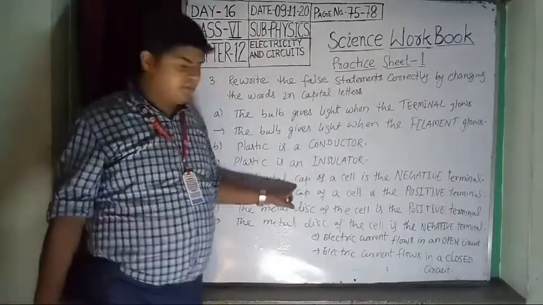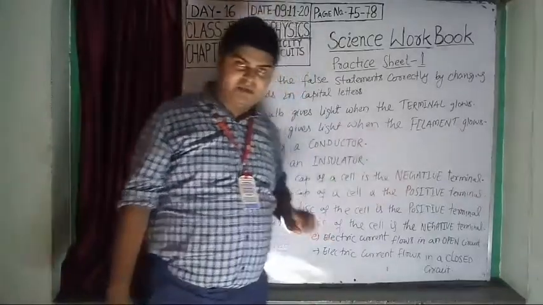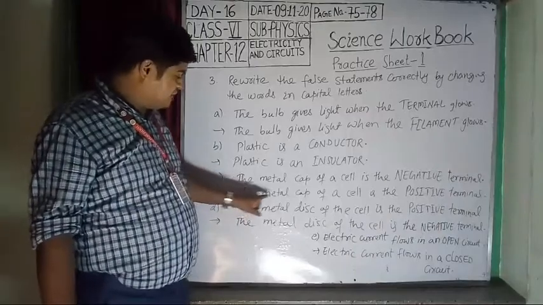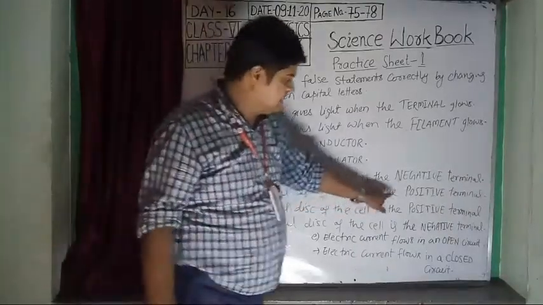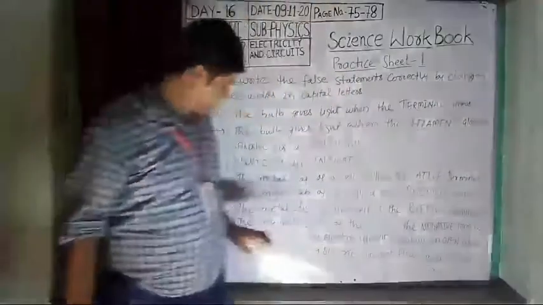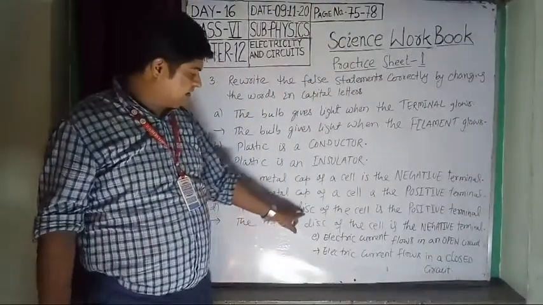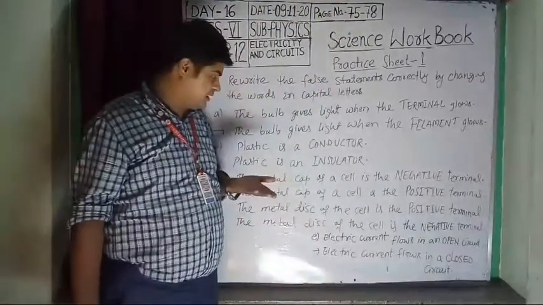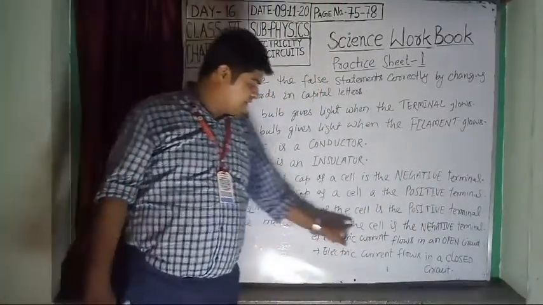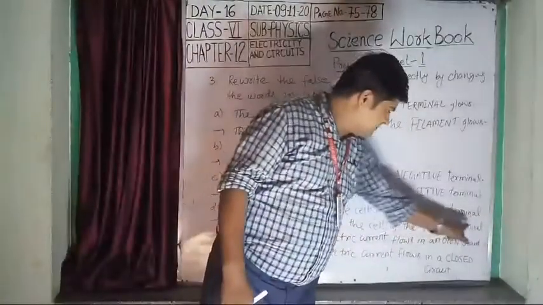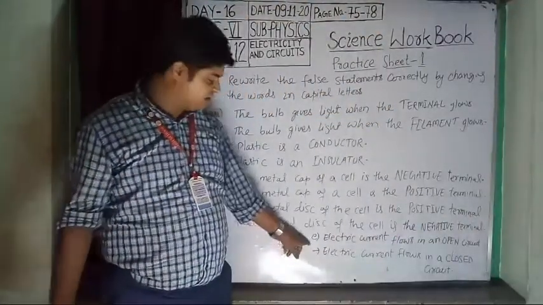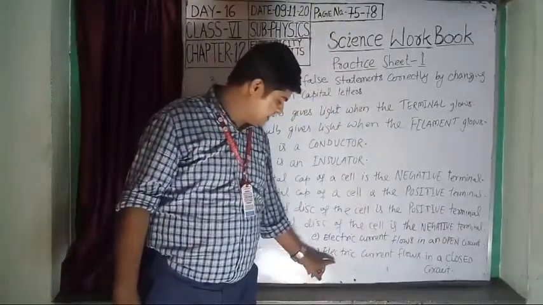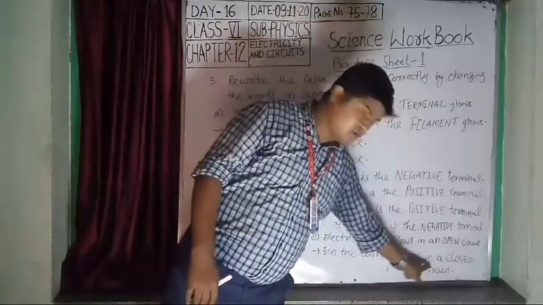C: the metal cap of a cell is the negative terminal. The metal cap of a cell is the positive terminal, so you will correct this. D: the metal disc of the cell is the positive terminal. The metal disc is the lower terminal, negative. So the metal disc of the cell is the negative terminal. And the last question: electric current flows in an open circuit. You will correct this: electric current flows in a closed circuit.